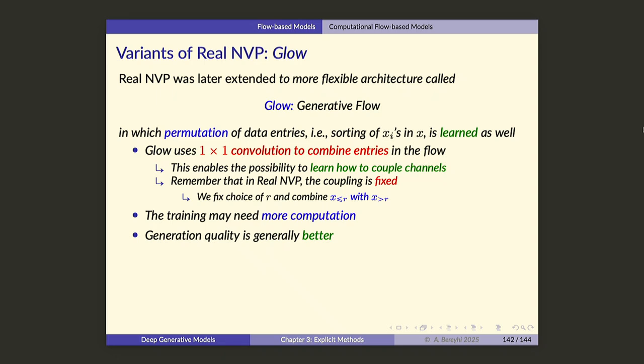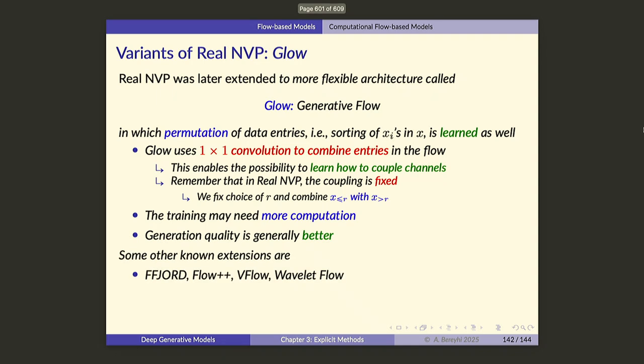But at the end of the day, it was worth it because it gave us better results. So the flow networks are not totally dead. There are still some other versions of them out there, like up to 2-3 years ago. They were still coming, like Flow++, vFlow, and Wavelet Flow. These architectures are all giving close to the state-of-the-art output.